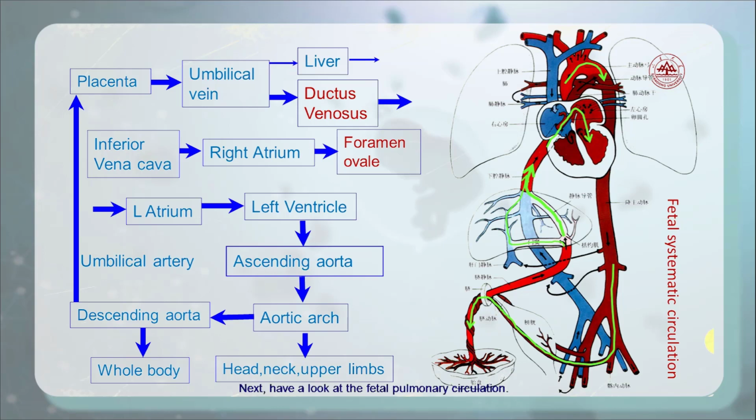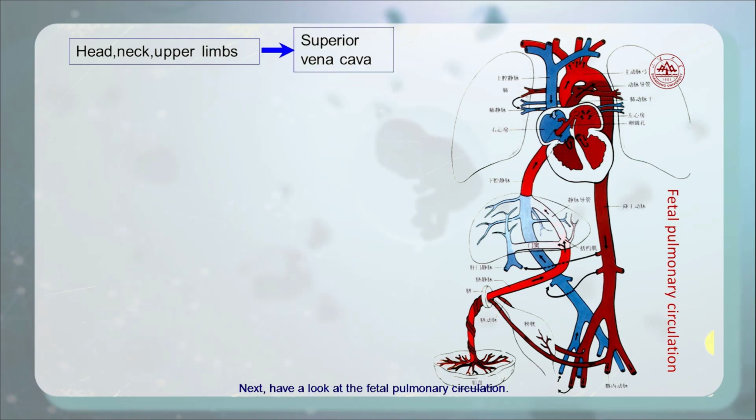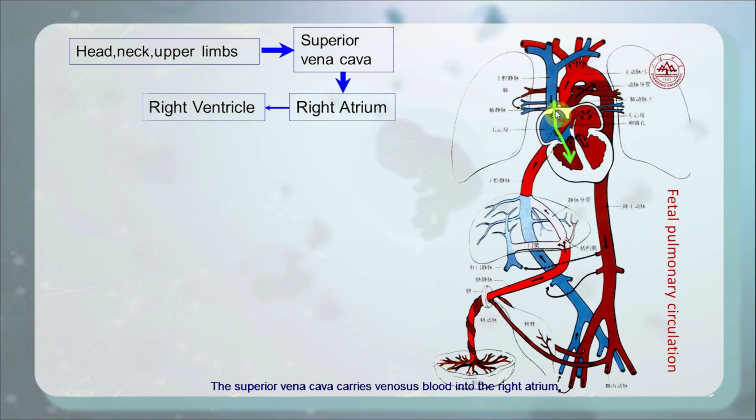Next, have a look at the fetal pulmonary circulation. Let's begin from the superior vena cava. The superior vena cava carries venous blood into the right atrium. Although most of the well-oxygenated blood flows into the left atrium, small amounts of well-oxygenated blood remain in the right atrium. They mix and pass into the right ventricle. This blood leaves through the pulmonary trunk.